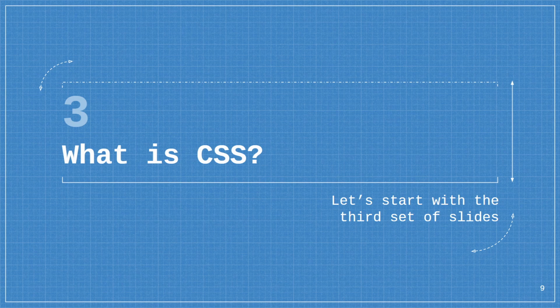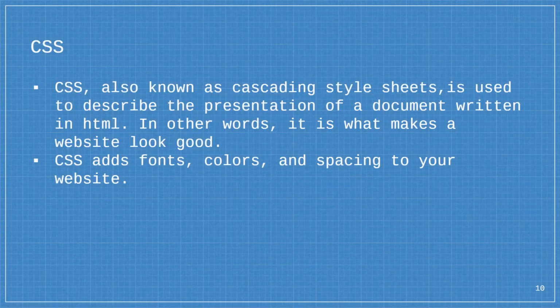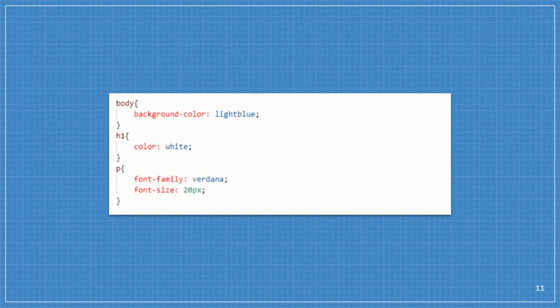Next we're going to talk about CSS. CSS, also known as cascading style sheets, is used to describe the presentation of a document written in HTML. In other words, it's what makes a website look good. What that means is CSS adds fonts, colors, and spacing to your website. It can make black text look red or a white background look blue. So here's an example of some CSS code.